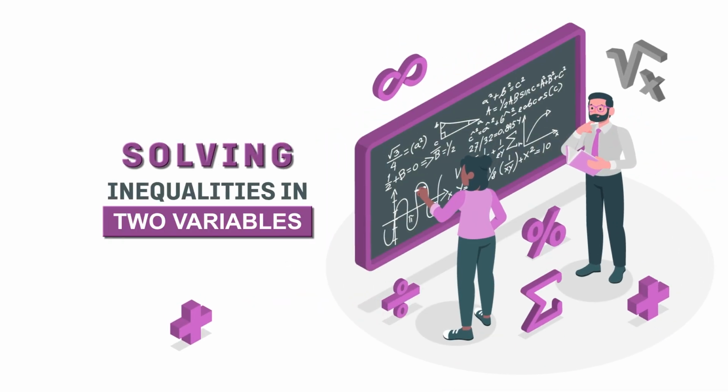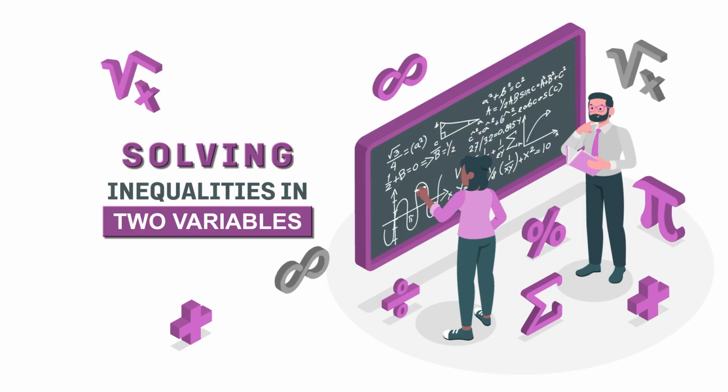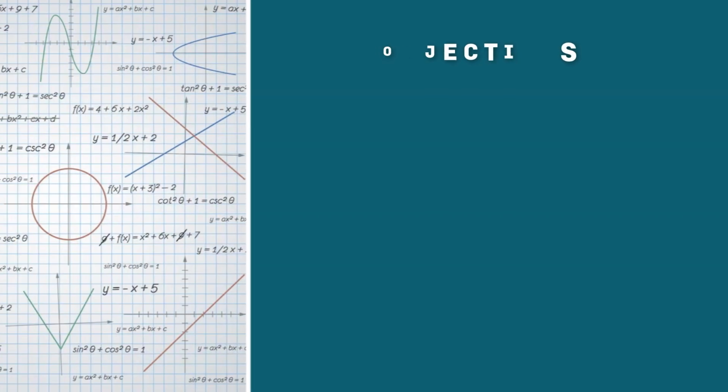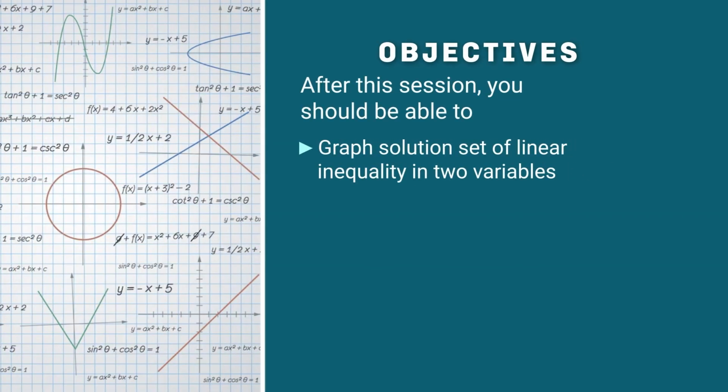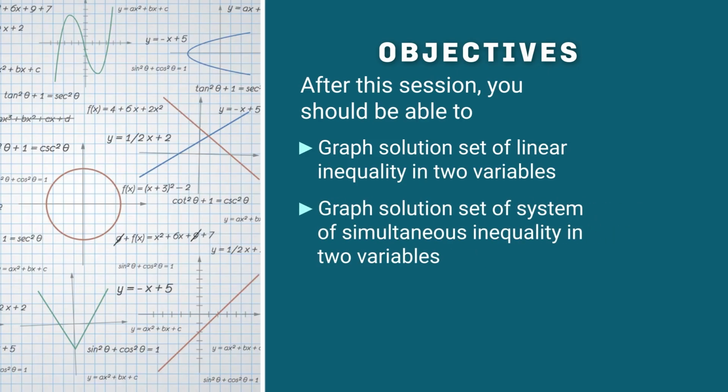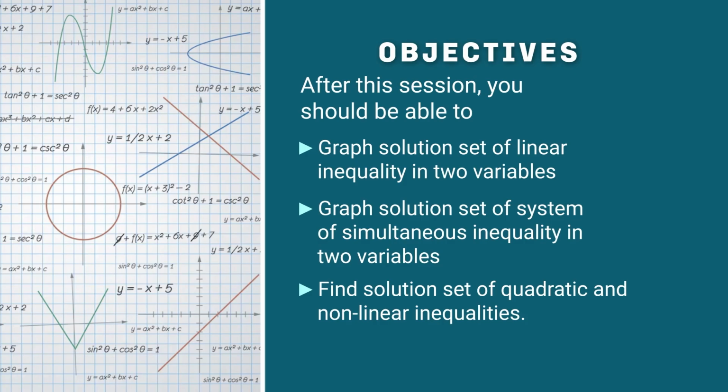In our previous session, we learned how to solve linear inequalities in single variable. In this session, we are going to learn about solving linear inequalities in two variables. The objectives of today's session are: after going through this session, you will be able to graph the solution set of linear inequality in two variables, graph the solution set of a system of simultaneous inequalities in two variables, and find the solution set of quadratic and nonlinear inequalities.